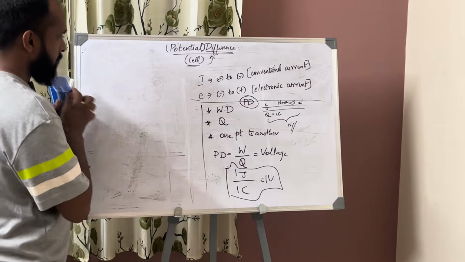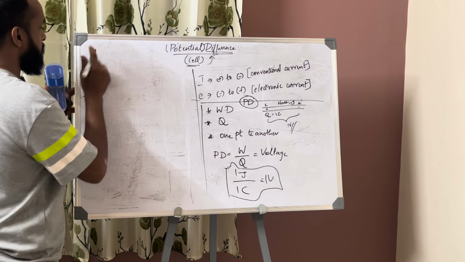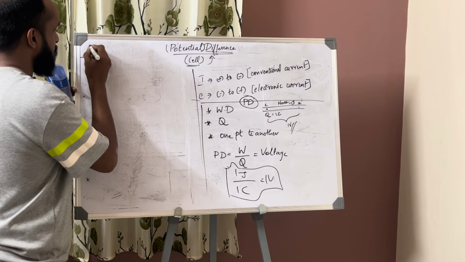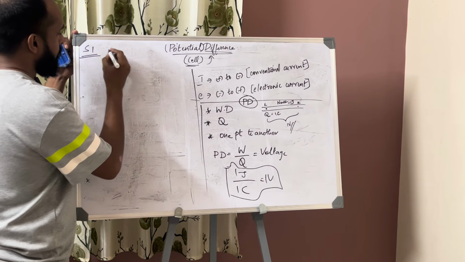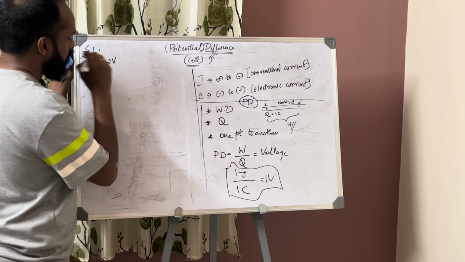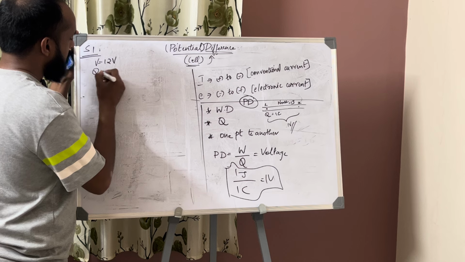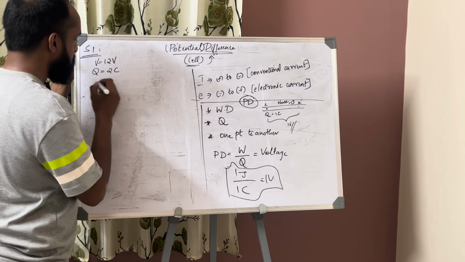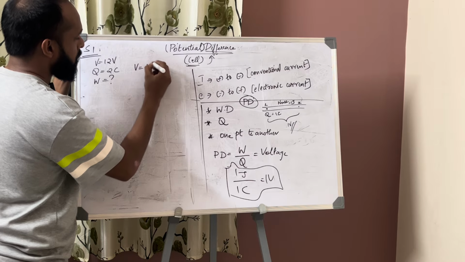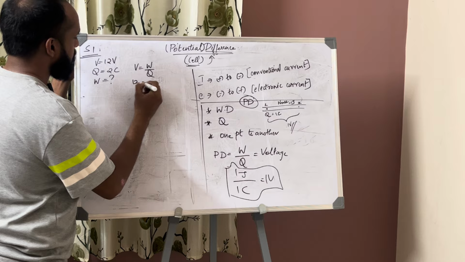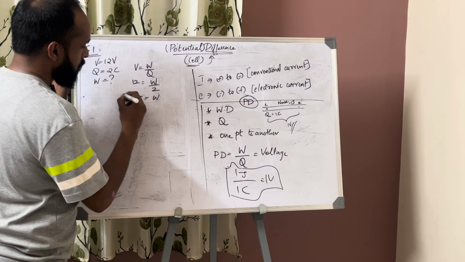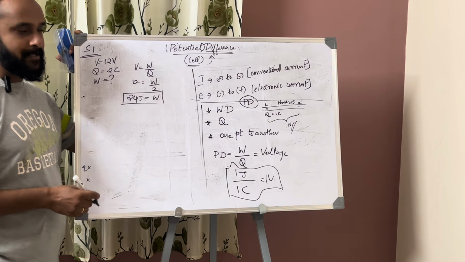This is sample question number 1 under voltage. First question what we have is, voltage is given as 12 volt and the number of charges you carry is 2 coulombs. How much work could be done? What is the formula? Voltage is equal to work done by charge. So 12 is equal to work done by 2. So work done is equal to 24 joules.